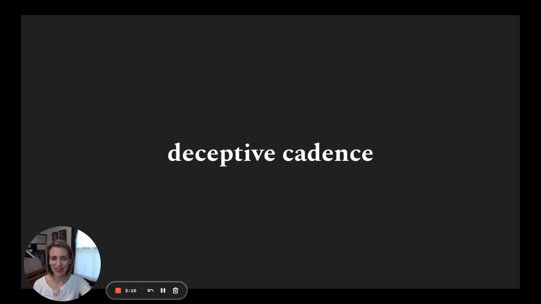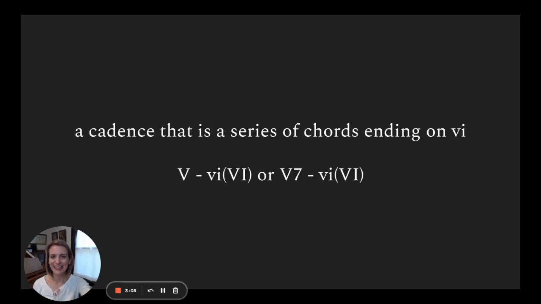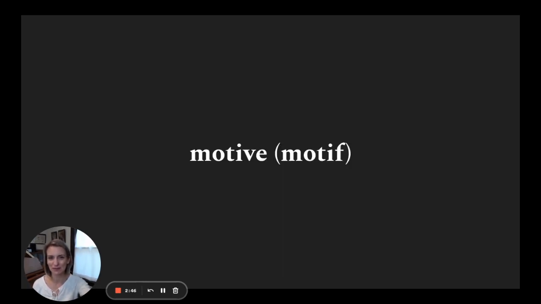A deceptive cadence, this is my favorite kind, is a series of chords that end on 6. This usually happens when you think you're going to end on 1, but instead the composer surprises you, they deceive you, and they take you to the 6th chord. And again, this can happen in both a major key or a minor key, and it can be just the standard dominant chord, triad, or it could be the dominant seventh chord going to 1.